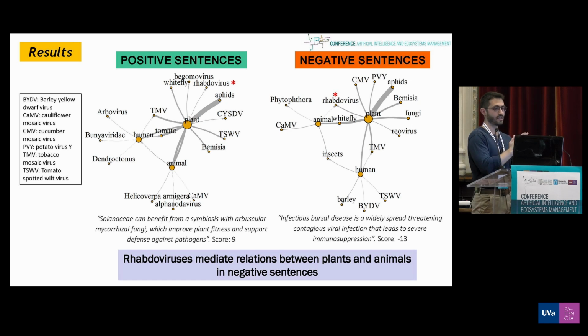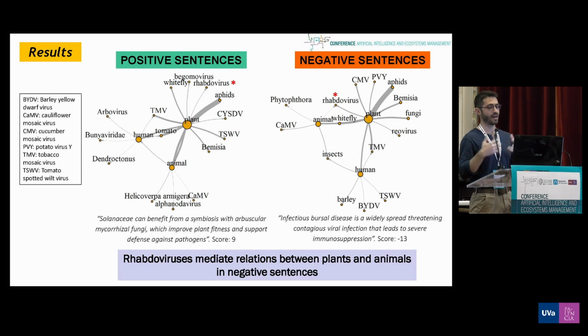One network for positive sentences and another network for negative sentences. There are many commonalities, which were expected because this was a proof of concept, but there are also differences between them. For example, in positive sentences, the relationship between plant and animals is direct, but in negative sentences, the relationship between plant and animal is mediated by rhabdoviruses and whiteflies. Take into account that this comes from pure text, from abstracts. This is not data, this is not the results. So this natural language processing pipeline was able to somehow capture that animals and plants might have a negative relationship if the rhabdovirus is involved in that relationship.